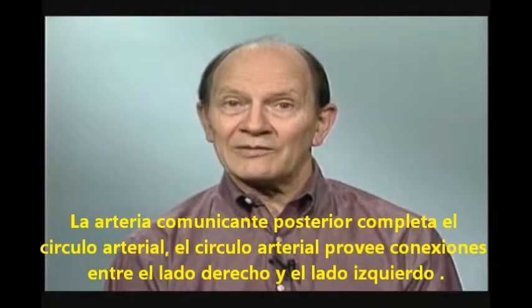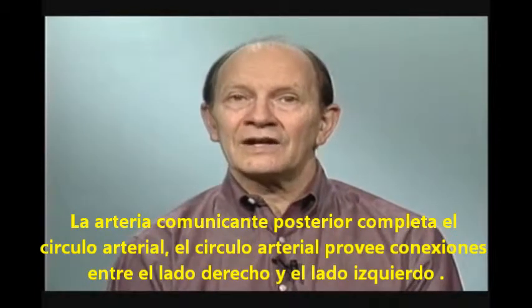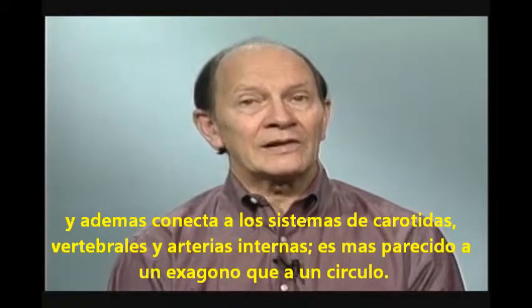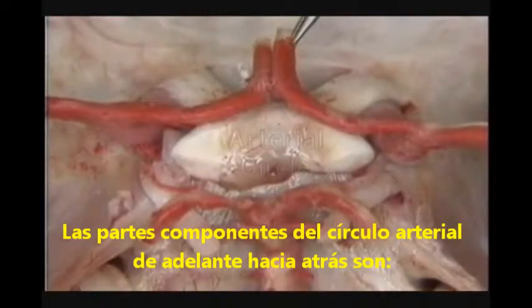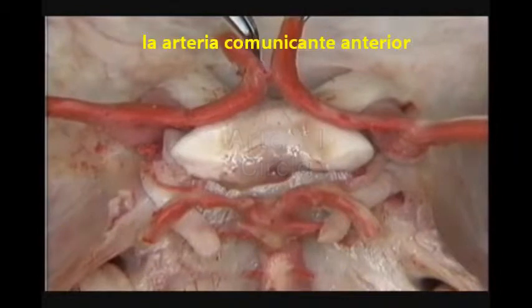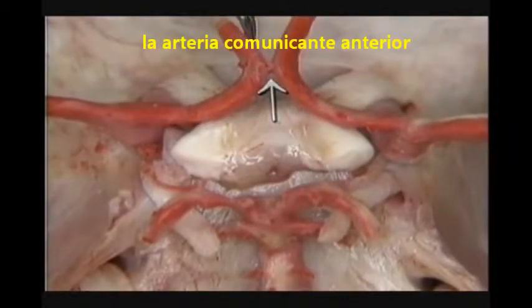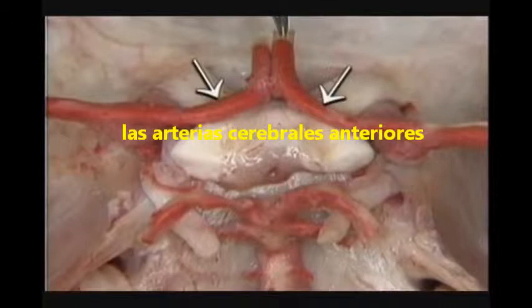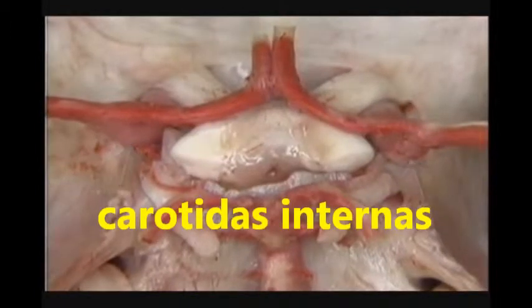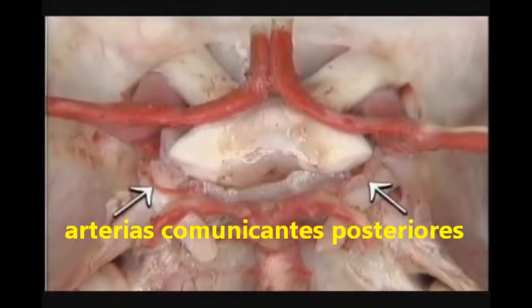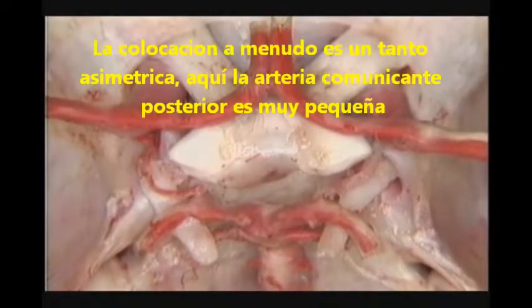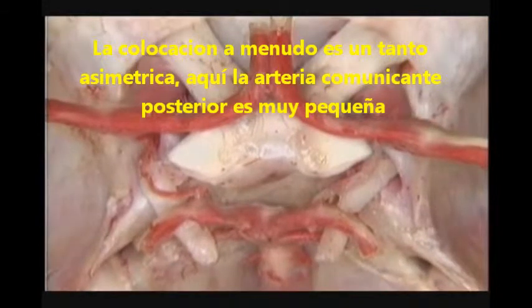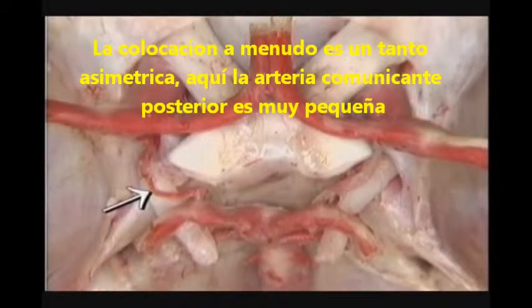The arterial circle provides connections between the right and left sides and also connects the vertebral and internal carotid systems. It's more of a hexagon than a circle. Its component parts from front to back are the anterior communicating artery, the anterior cerebral arteries, the internal carotids, the posterior communicating arteries, and the posterior cerebral arteries. The arrangement is often somewhat asymmetrical. Here, the left posterior communicating artery is very small.